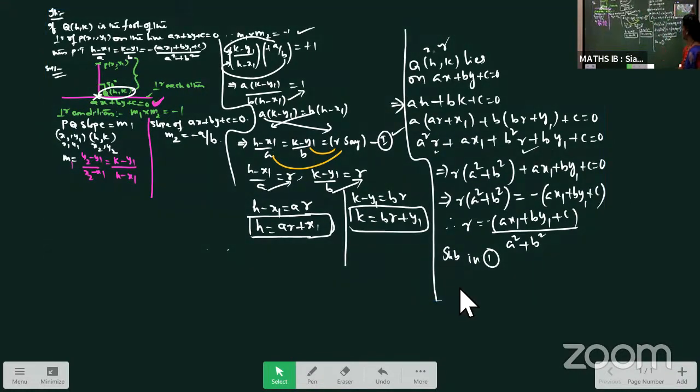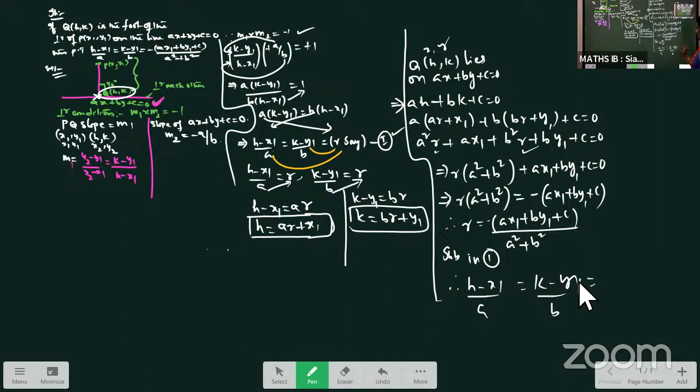Therefore, (h minus x1) by a is equal to (k minus y1) by b is equal to minus of, instead of r I am writing this, (a x1 plus b y1 plus c) by (a square plus b square). Hence proved.